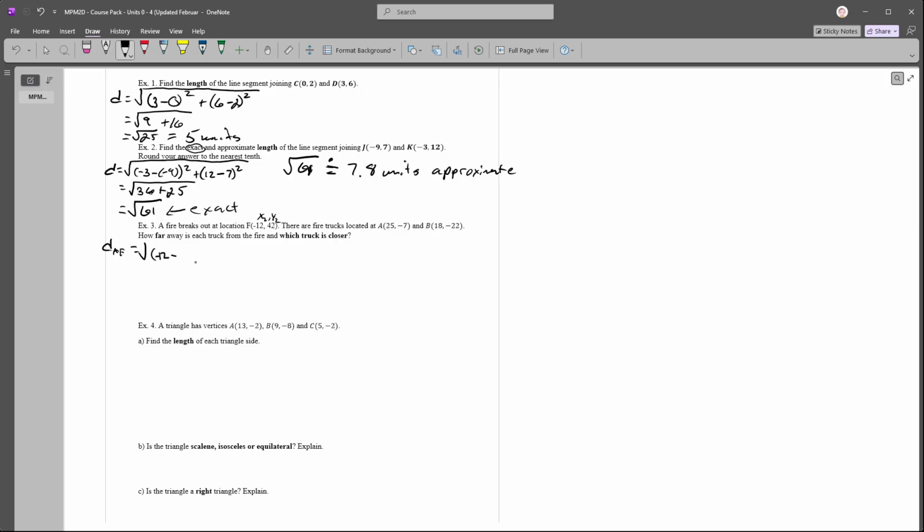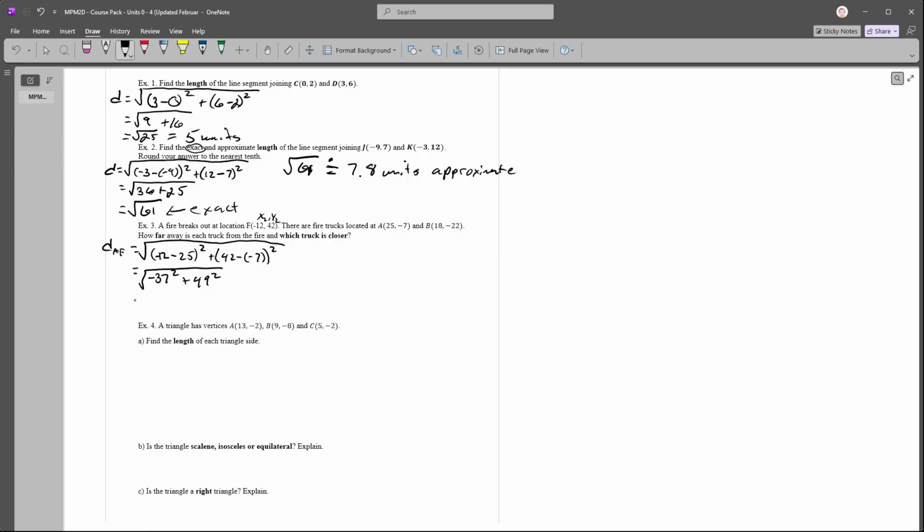and we're going to subtract from that 25. Then we're going to square that. Now we're going to do it for our y's. So we're at 42 minus negative 7. And we're going to square that whole thing. And this whole thing is under a square root. Woo! Okay. Negative 12 minus 25 is negative 37 squared. We're going to add on to that 42 plus 7, which is 49 squared. This number is not going to be pretty, is it?